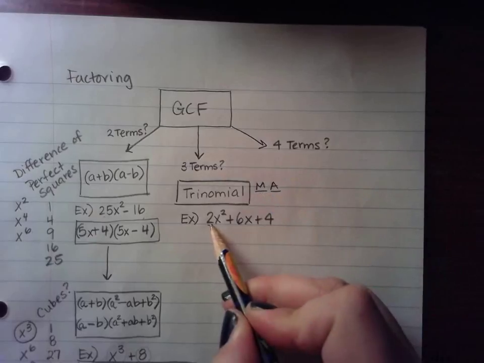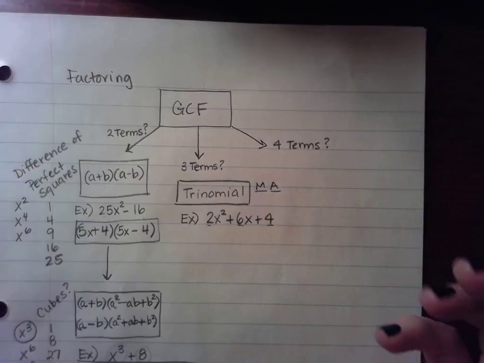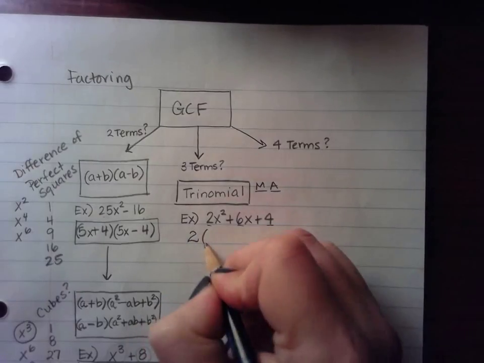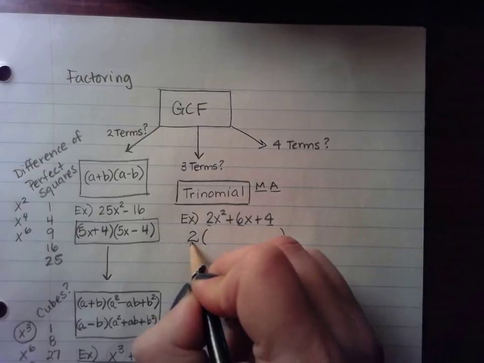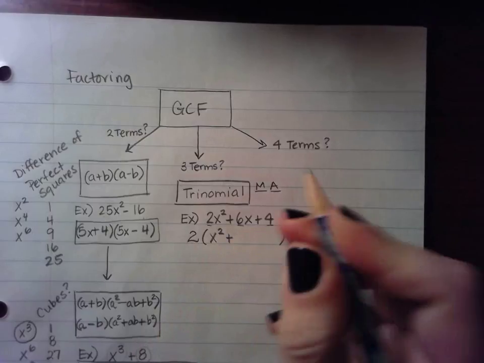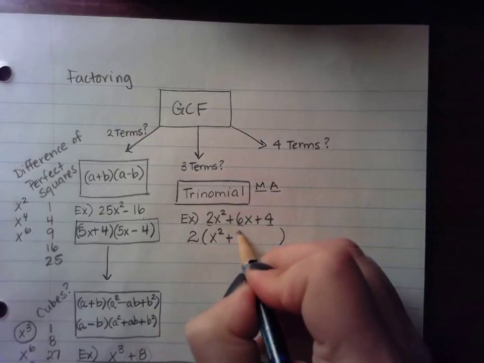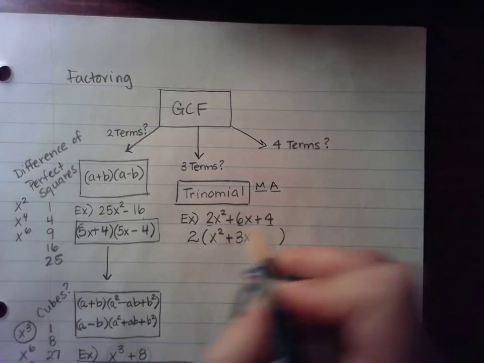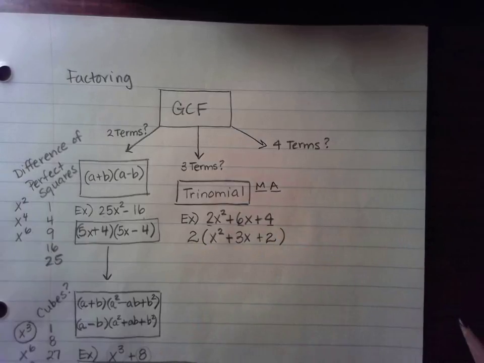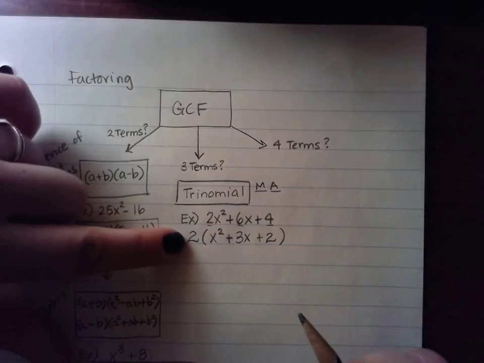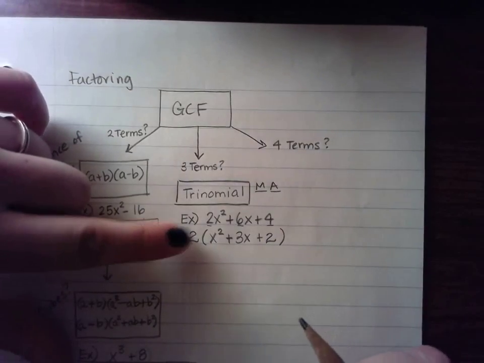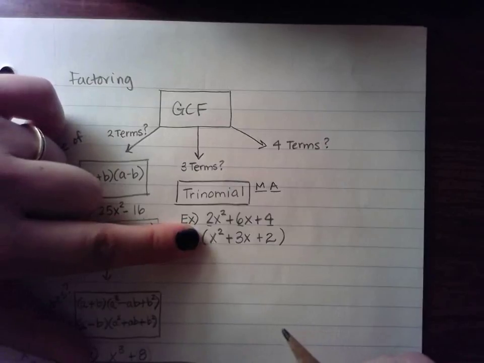So I notice that I can take a GCF out of all 3 of these terms. I can take out a 2. So I write that 2 down. I make parentheses. What times 2 gives you 2x squared? X squared. Plus, what times 2 gives you 6x? 3x. And then what times 2 gives you 4? 2. So now I'm going to cover this 2 up. It's going to be part of my final answer, but I really don't need to do anything more with it. So I'm just going to cover it up so I don't look at it anymore.